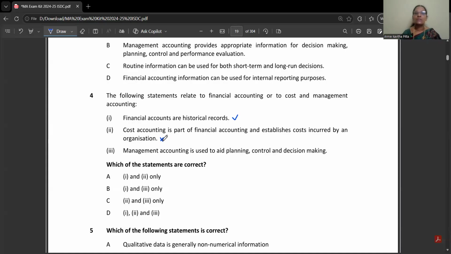Then we see that management accounting is used to aid planning, control, and decision making. So out of three, one is not correct. The second one is not correct. So we have to go with one and three. So whichever option talks about one and three is the right answer, which we see in B.